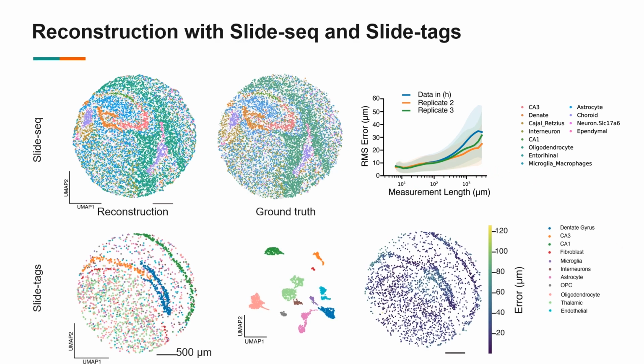We can also combine it with Slide-tags to get single-cell resolution spatial transcriptomics data. We made very little change to the protocol. The locations of the nuclei are well reconstructed with very low error.